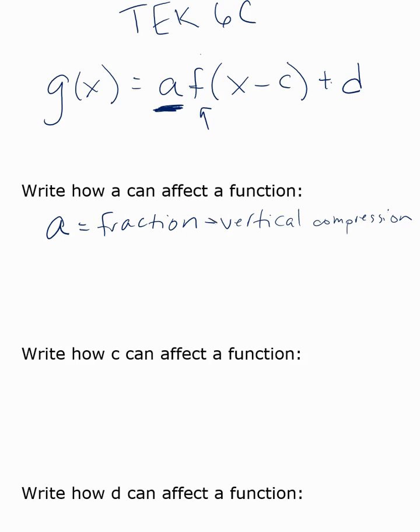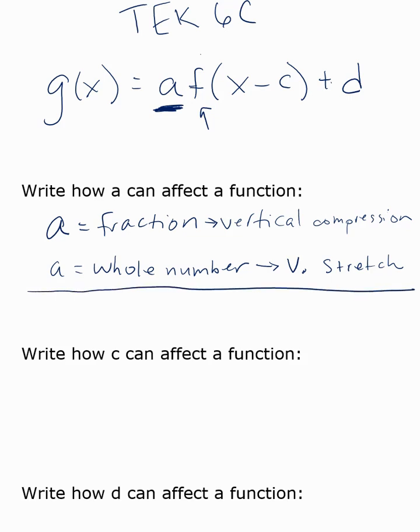If you see that A is some type of whole number, like 2, 5, 10, 1062, it doesn't matter what whole number, it is going to be a vertical stretch. And no matter whether it's a fraction or a whole number, if you see that A is negative, it will also be a vertical reflection.